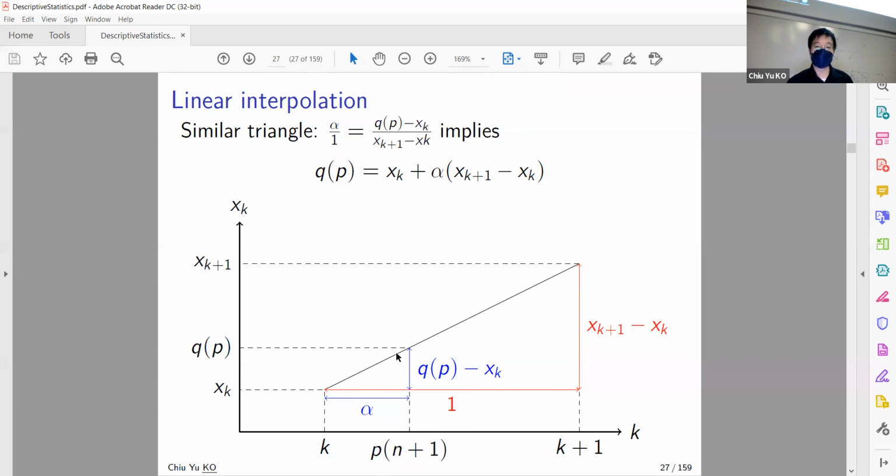How do we calculate this number? We use the idea of similar triangles. This horizontal alpha over the horizontal 1 will be the same as the vertical Qp minus xk over xk plus 1 minus xk. You cross multiply both sides and move xk to the other side, and you get this formula. So that's how we have that formula. Is that okay? Of course, this is just the same as what we said here.